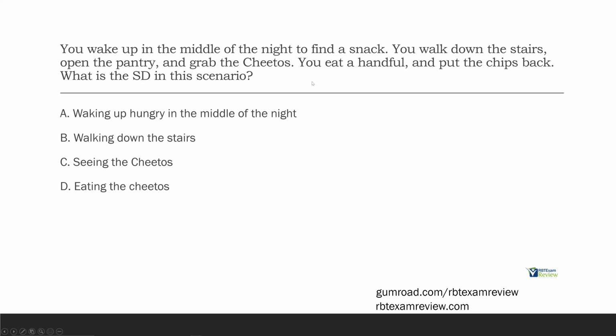You wake up in the middle of the night to find a snack. You walk down the stairs, open the pantry, grab the Cheetos. You eat a handful and put the chips back. What is the SD in this scenario?